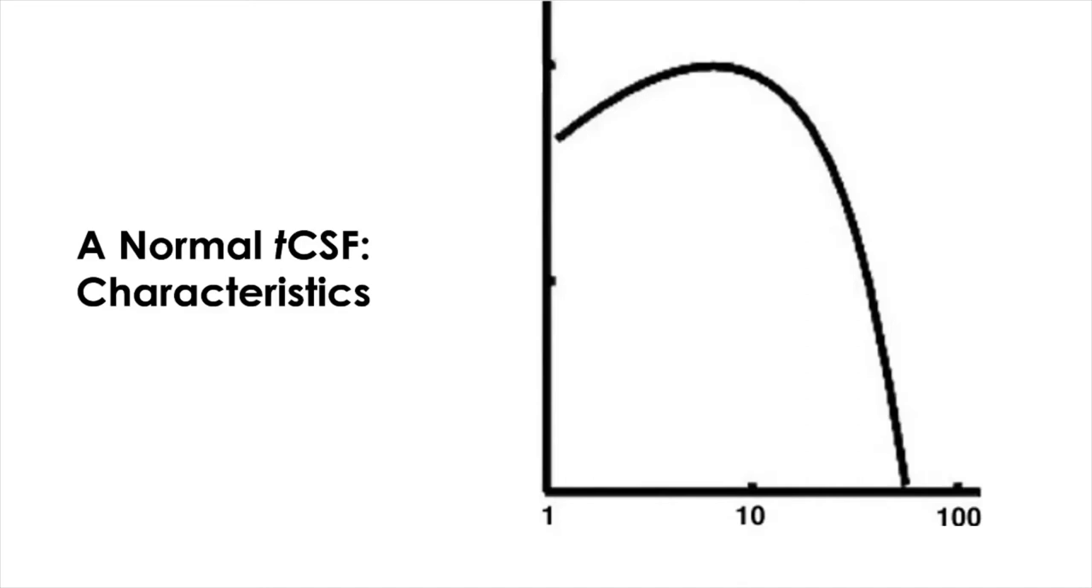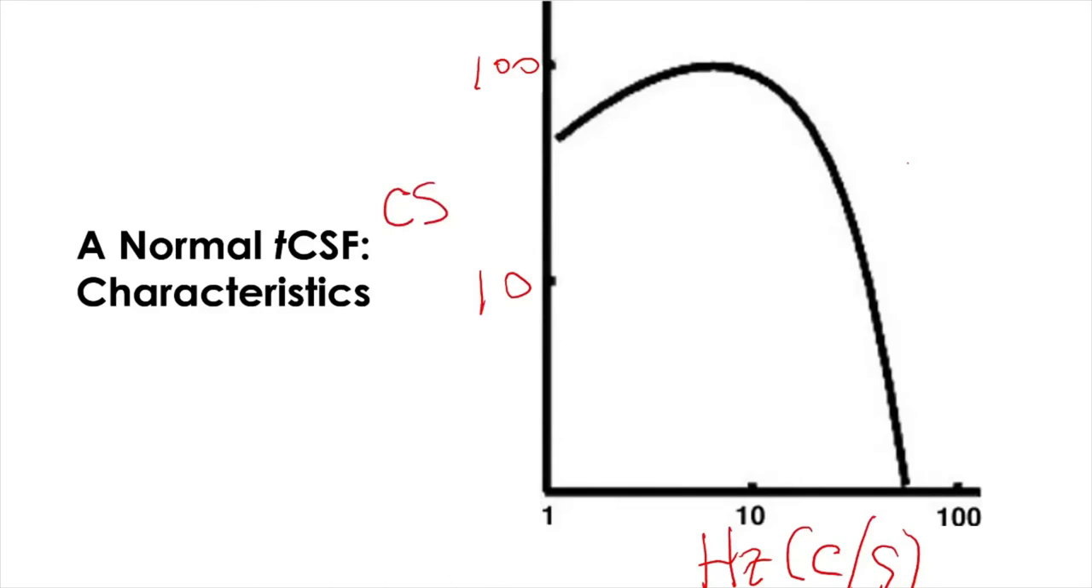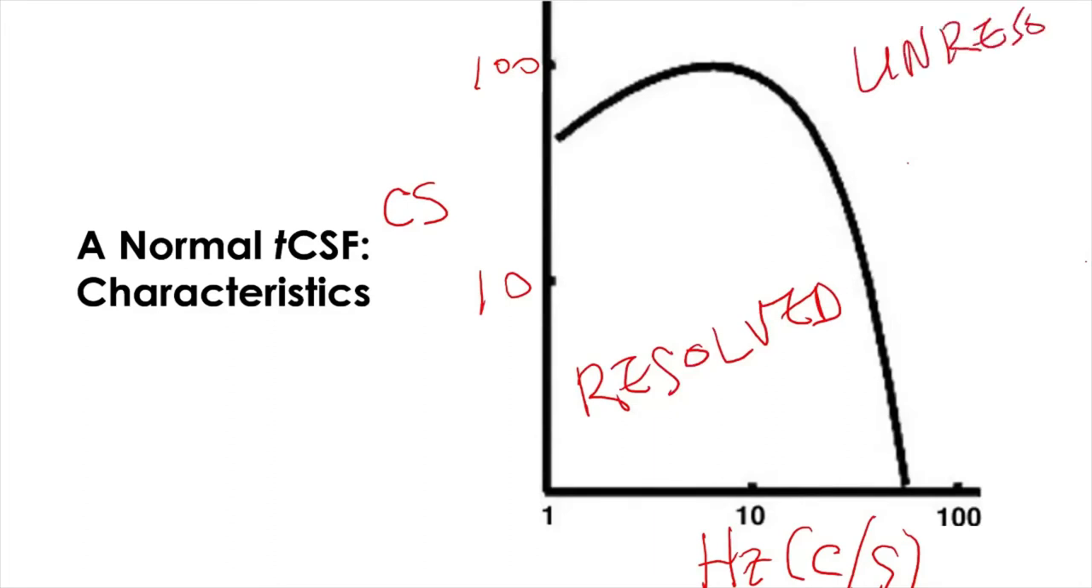Now the x-axis represents temporal frequency in hertz, cycles per second. Here we have contrast sensitivity, with 100 as a value. This region is resolved vision, and this is unresolved. The peak is about 10 to 20 hertz, and this is the critical flicker fusion frequency, which is about 60 hertz.